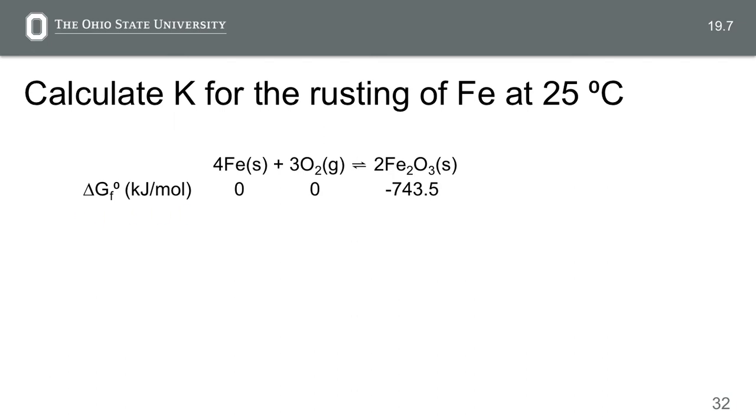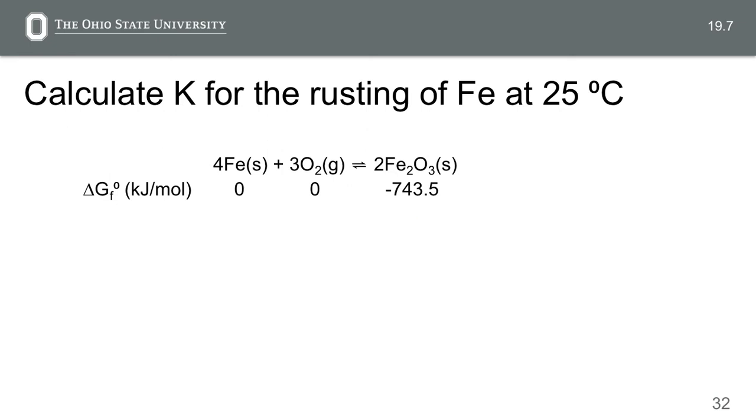Delta G of formation for the reactants, these are in their elemental form. So these have a delta G in kilojoules per mole of 0. So iron in its elemental form, and oxygen is diatomic in its elemental form. So then for iron oxide, the delta G is minus 743.5 kilojoules per mole.